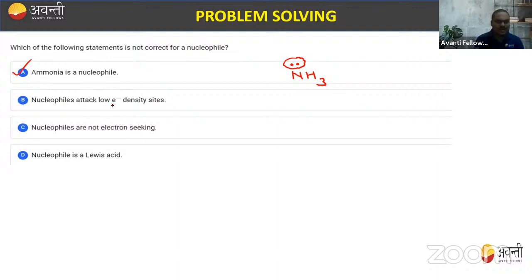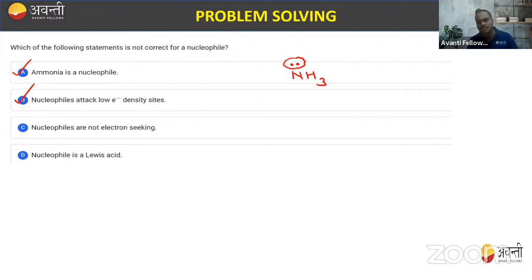Now nucleophile attack low electron density site. ठीक है, तो ये बात भी सही है भाई कि न्यूक्लियोफाइल कहाँ अटैक करता है? लो इलेक्ट्रॉन डेंसिटी साइट, मतलब जहाँ पे इलेक्ट्रॉन की कमी होती है वहां पे न्यूक्लियोफाइल अटैक करता है, उनको इलेक्ट्रॉन प्रोवाइड करता है. ठीक है, तो ये स्टेटमेंट भी बिल्कुल सही है. न्यूक्लियोफाइल आर नॉट इलेक्ट्रॉन सीकिंग.